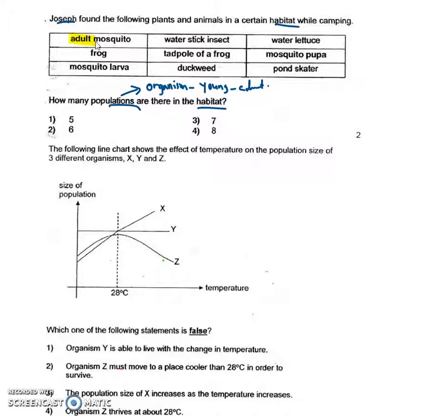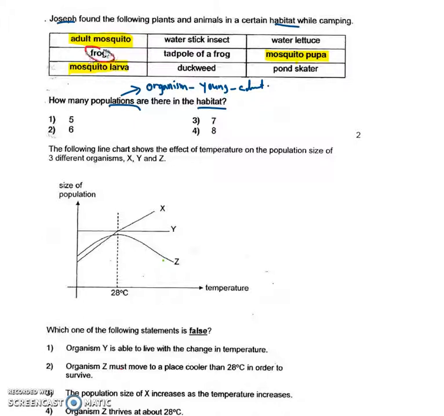So let's look at adult mosquito. That's one type of organism. The mosquito larva is also part of the population of mosquitoes, because it is the young of the adult mosquito. And then you also have the mosquito pupa, which is also part of the life cycle of the mosquito. So the mosquito pupa, adult mosquito, and mosquito larvas are all considered one population of mosquitoes.